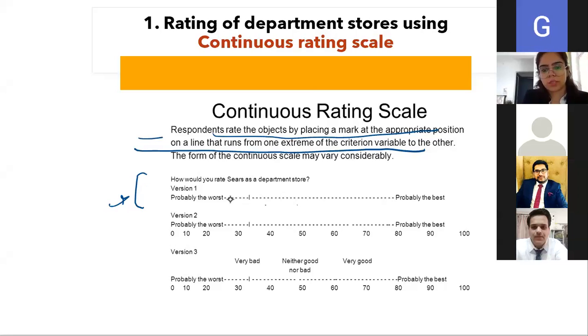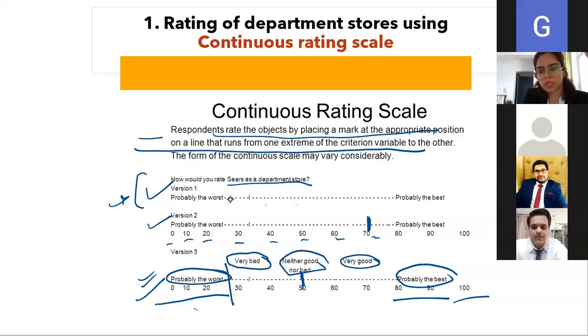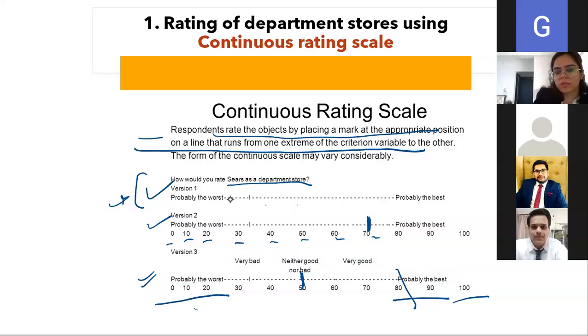So this is version 1. The second version is when you give some numbers: 0, 10, 20, 30, 40, 50, 60, 70, 80. So if I feel it's between 60 and 70, I can say the rating I'm giving is 70 to Sears department store. There is a third version also, where you also mention very bad, neither good nor bad, very good, and then you ask for a rating. So if I give 50, then it means I'm neutral. Here probably the worst, here probably the best, that is 80, 90, 100, and 0 to 20 is worst. And then I have given very bad, neither good nor bad, all these things. So these are different versions of the continuous rating scale.